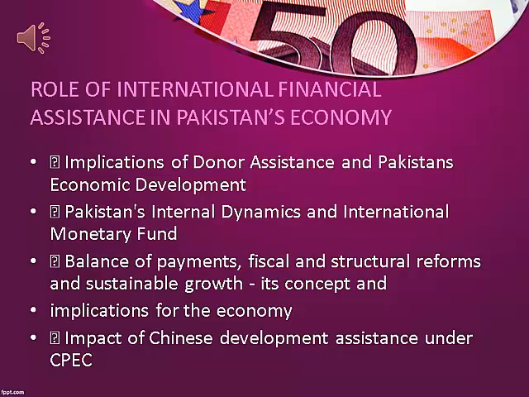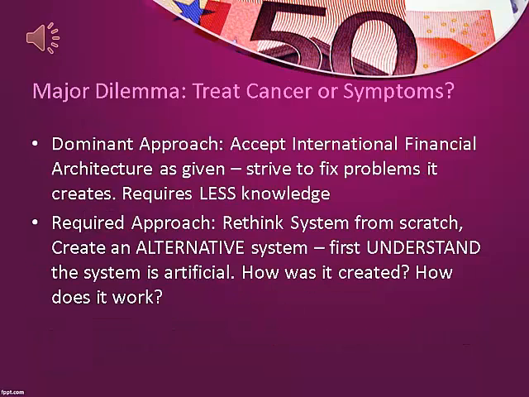So as I said in the question answer session, we have a major dilemma when we talk about these issues. Should we treat the cancer or should we treat the symptoms? We can take the current system as given and say, okay, it's causing this problem and that problem, and how can we fix that? Or we can say the whole system needs to be changed, and that's definitely true, but it's a much more difficult job. Luckily, what we need to do is both. We need to work on solving the problems being created by the system. Also, we need to understand what the system is and why it is causing these problems and how it can be changed. That's a much more difficult job than accepting the whole system as given and trying to fix the problems.